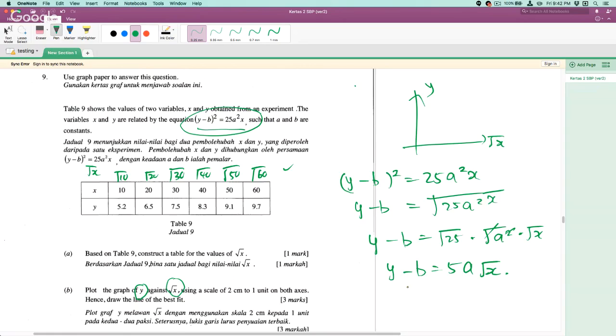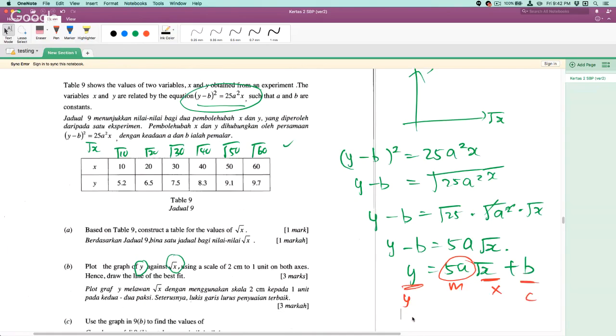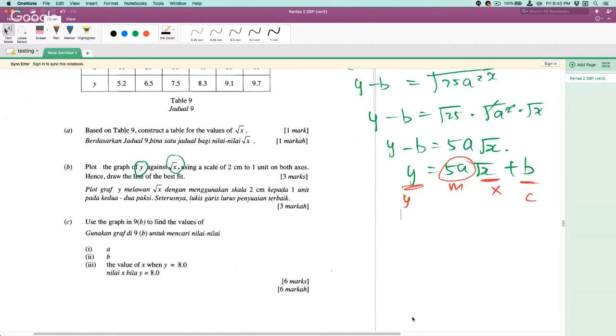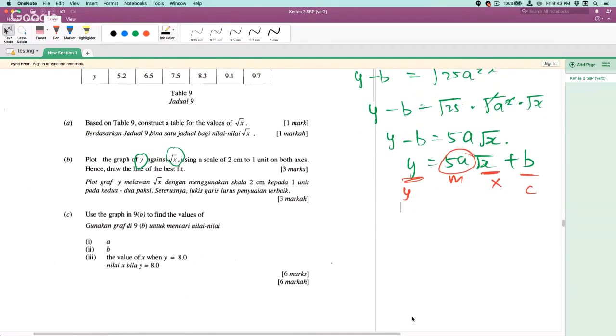And then I will move the b to the other side. It's 5a square root x plus b. Then I fulfill all the conditions. This is my y, this one will be my m, this one will be my x, and this one will be my c. If I have all of this, I can easily solve the rest of the question. So this question, you try to do it yourself. It's very easy, and there's no log included. So I will skip this question.